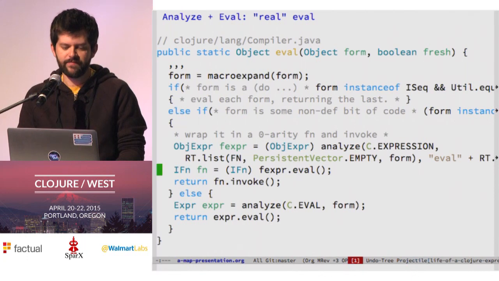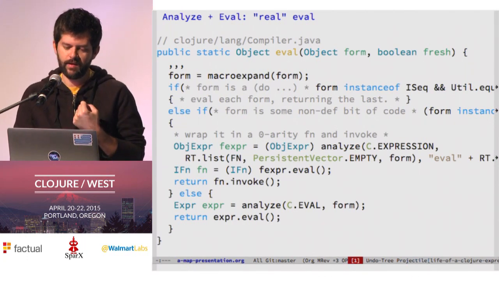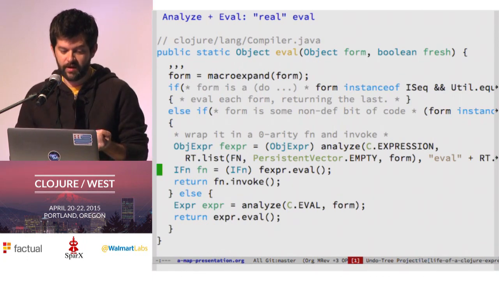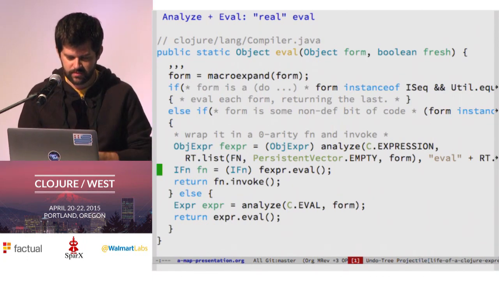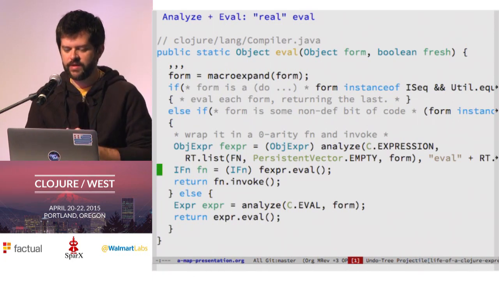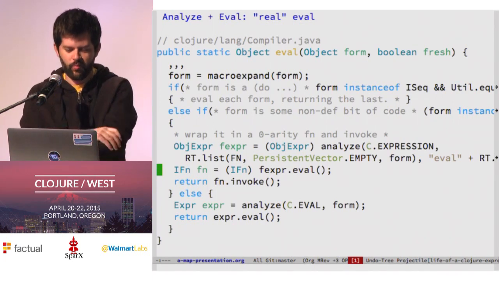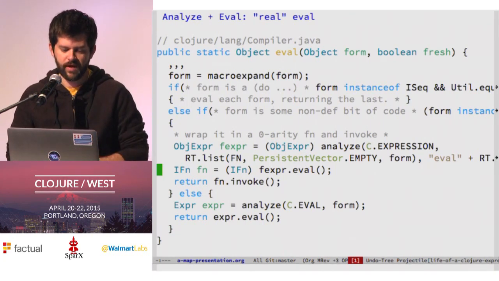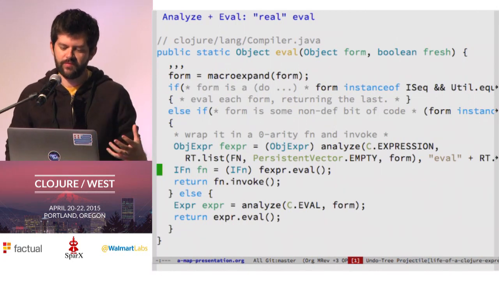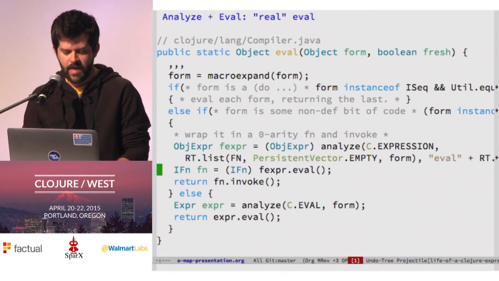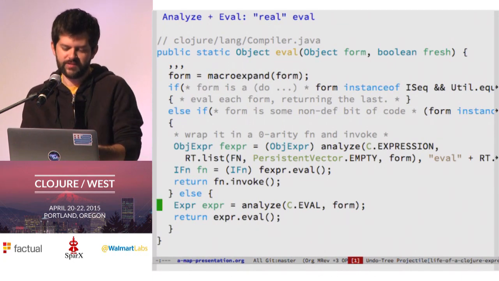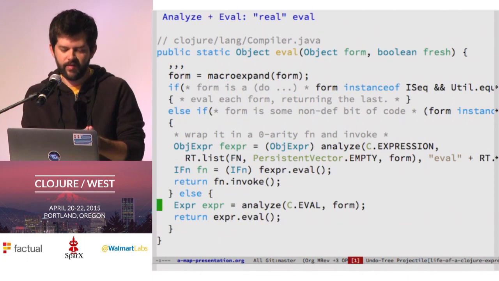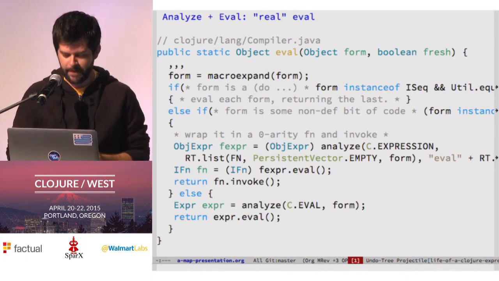Again, we eval the results of that, and evaling an fn is going to give you back a function that you can invoke, so that's what this does. And then finally, we get to the standard happy path, where, at least when you're evaling your own source files, most of what you're evaling is going to be top-level forms that are defs. And this looks almost as easy as the pseudocode. You just analyze that form and then eval the expr you got back from calling analyze.